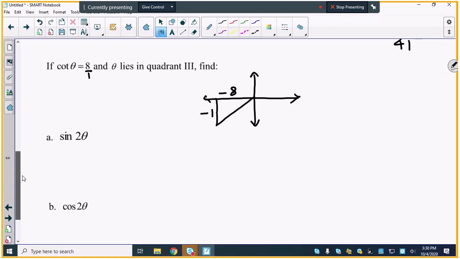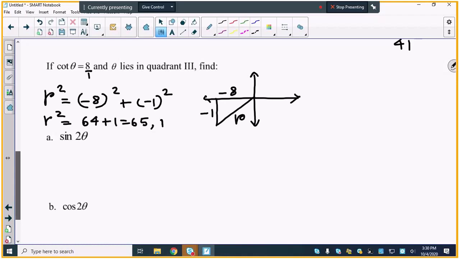So I need the hypotenuse, which you know that we refer to as the radius. So the radius square is negative 8 square plus negative 1 square. And we assume radius is always positive. So r square being 64 plus 1, which is 65, I would say r is equal to square root of 65. And we cannot simplify any further, so that will be my r, square root of 65. And then I'm going to use these values to find out my trigonometric ratios, and then use them to do the double angle formula.